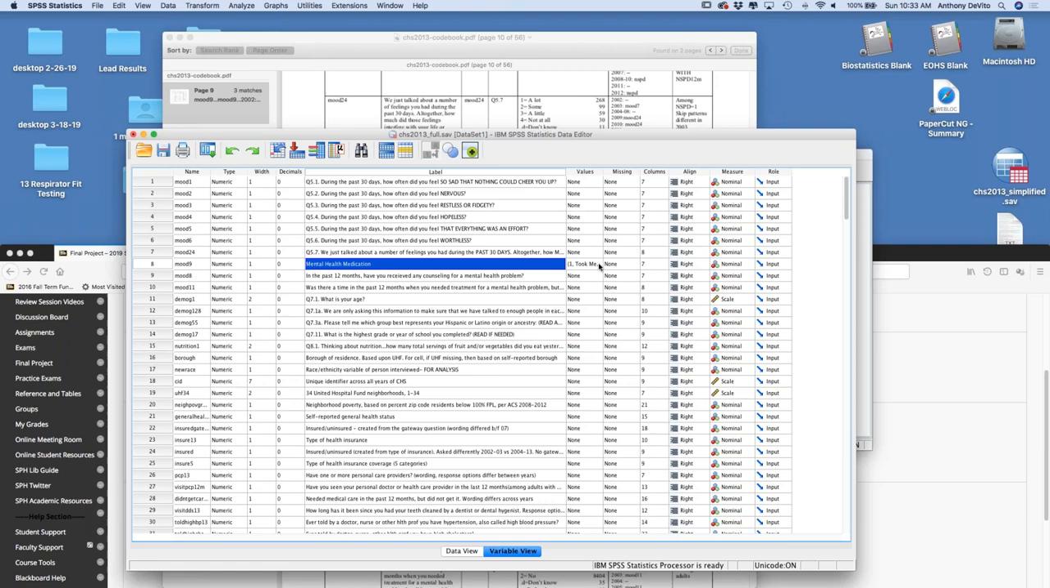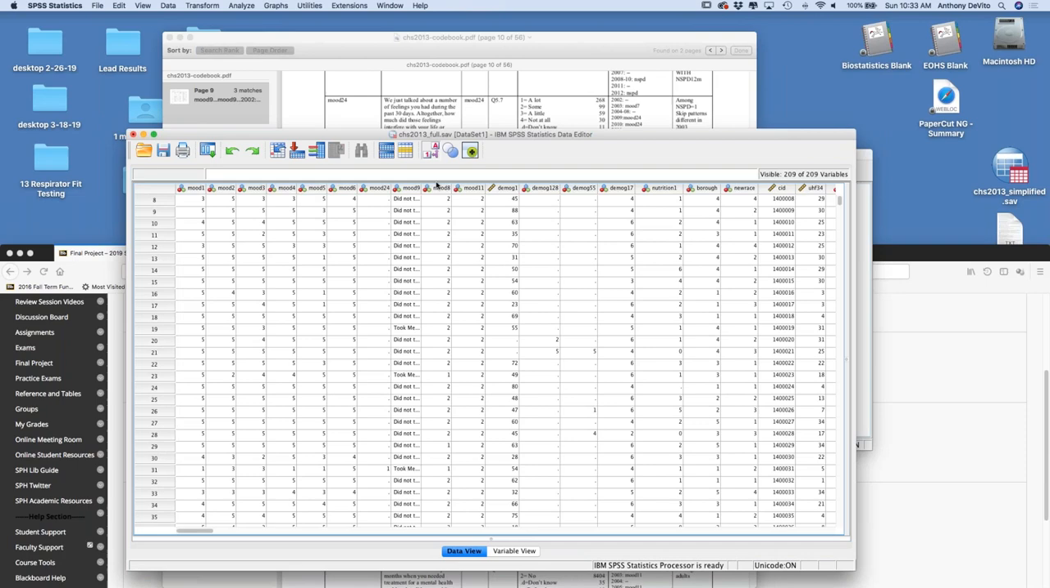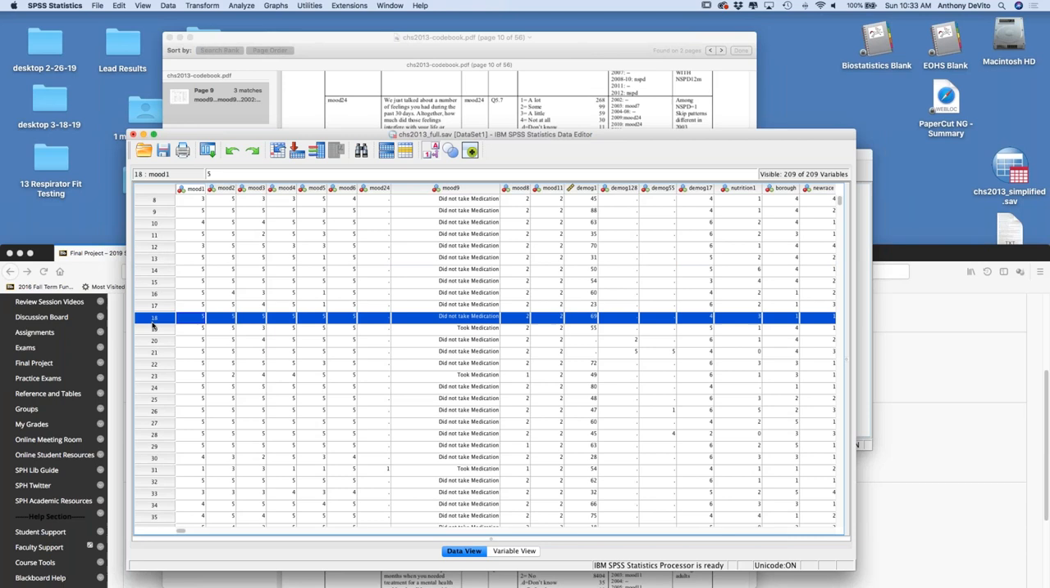So that's how you would, what we call, code the data. You need the code book so you can look at what the values are. If I go back to data view now, you'll notice that instead of just ones and twos, you can actually see the values for each subject that was in this study. So I'm going to go back here and do another one of these.